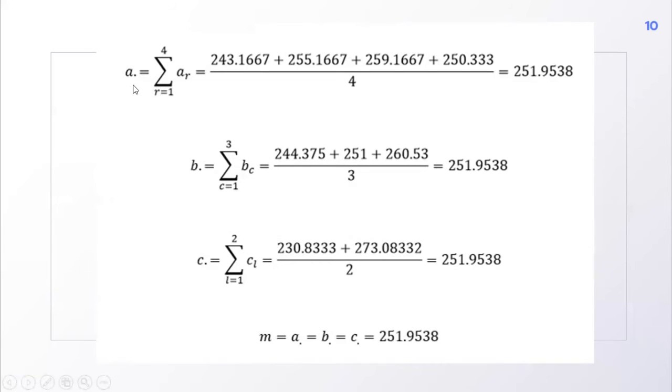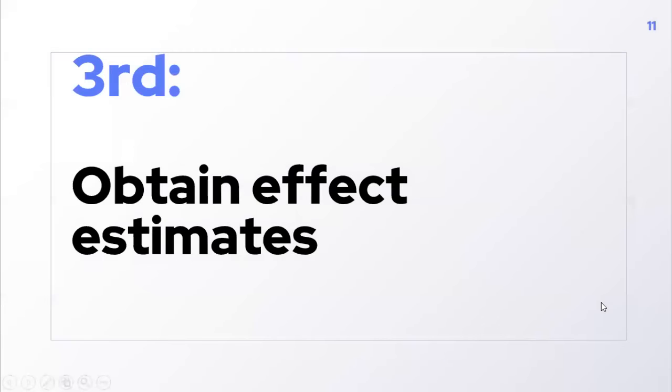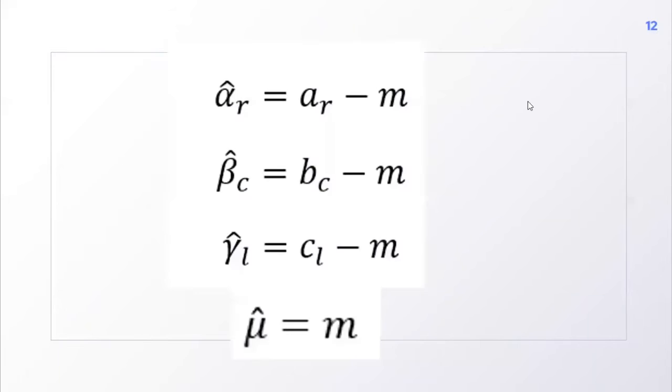However, to show that the identity truly stands, we computed for all of them, and indeed, the overall mean is equal to the mean of the A sub r's, to the mean of the B sub c's, and the mean of the C sub l's, which is 251.9538. We now have the values to obtain the effect estimates, which are given by these equations.